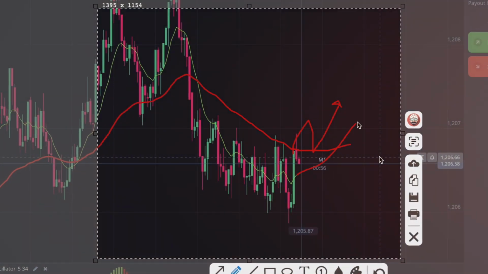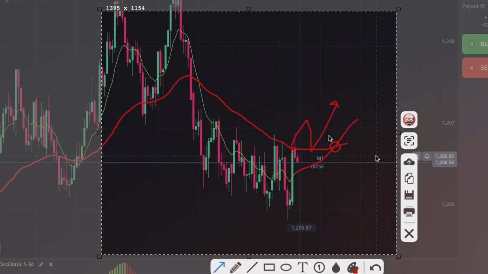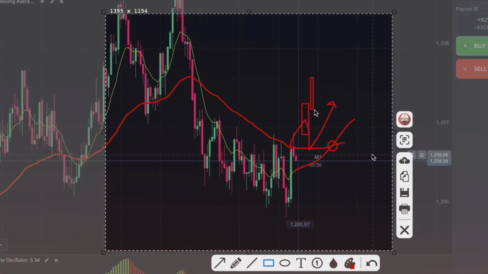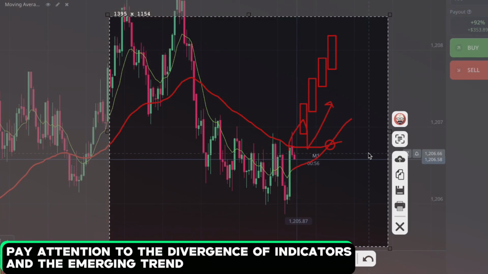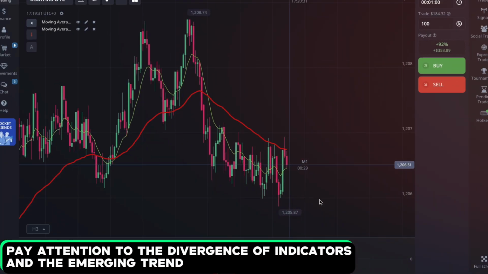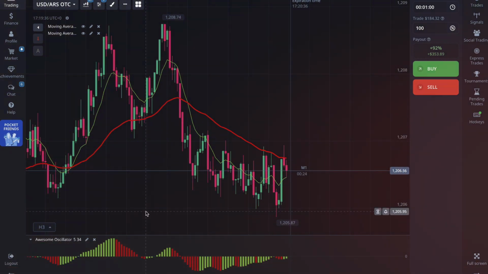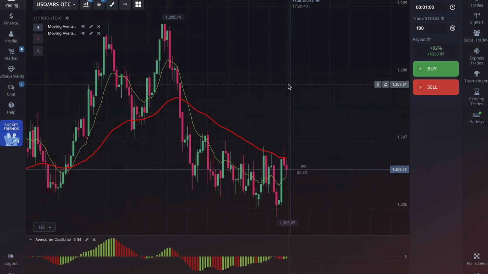Usually, many people are used to opening trades at the crossing of these lines, but frankly speaking, the chart in this case will be very high and we will be entering risky trades. Therefore, we will pay attention to the divergence of indicators and the emerging trend. The Awesome oscillator and moving average will help us in this. So let's look further.